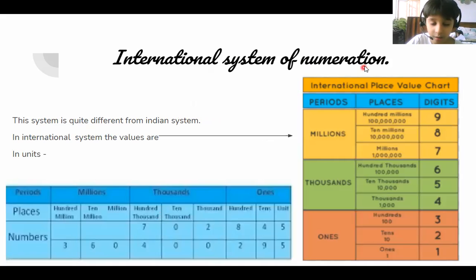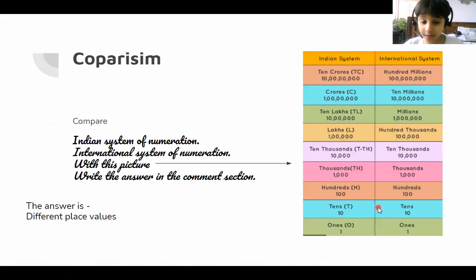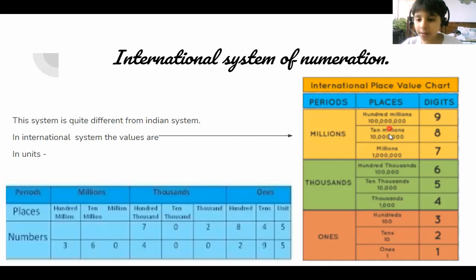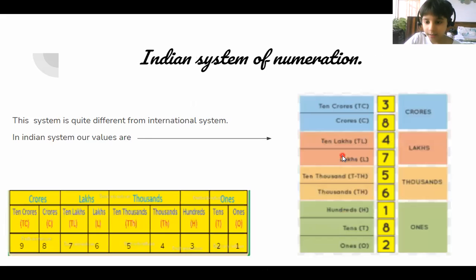International system of numeration. This system is quite different from the Indian system. In the international system, the values are ones, tens, hundreds, thousands, ten thousands, hundred thousands, millions, ten millions, hundred millions. Let's look at this graph. Here we have ones, tens, hundreds. This is one group. Now if you notice, the Indian system had one group of three digits at the start and then groups of two.